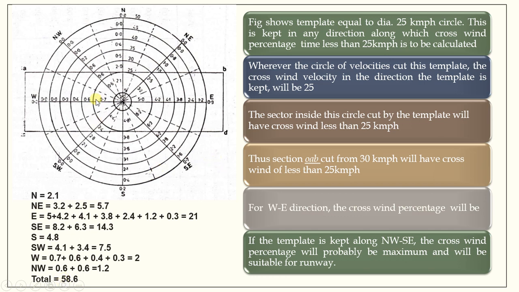Now you have to find the value for each and every direction, and the direction for which you get the highest value will have the best suitable runway orientation. If we solve this problem, the answer would be that if the template is kept along northwest-southeast, the crosswind percentage will probably be the maximum and will be suitable for the runway.